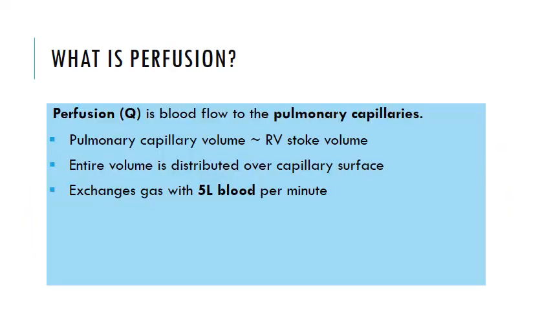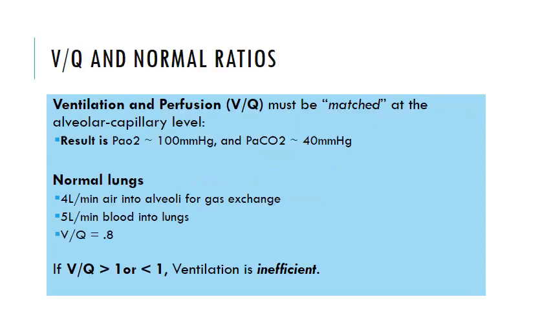Perfusion, quite simply put, is blood flow to the pulmonary capillaries, estimated to be about 5 liters of blood per minute. You can also think of it as the total cardiac output per minute that exchanges gas with the alveoli. So the ratio of ventilation to perfusion is about 0.8, and again, this comes from the 4 liters of alveolar air per minute mixing with 5 liters of blood per minute.